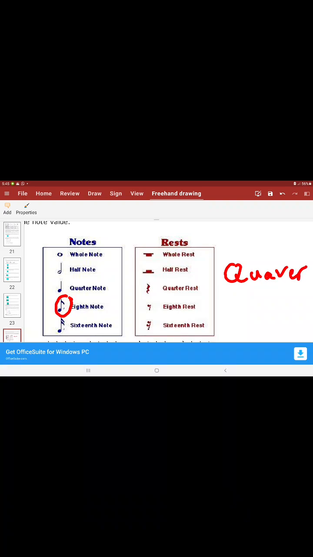Q-U-A-V-E-R, a quaver. And this is the rest, how the rest can be drawn. You can see there the rest that I circled here. That's the rest of 1/8, or call it a quaver. And from there we move to what we call the 1/16. So you can see that we are going down by half of the initial one.